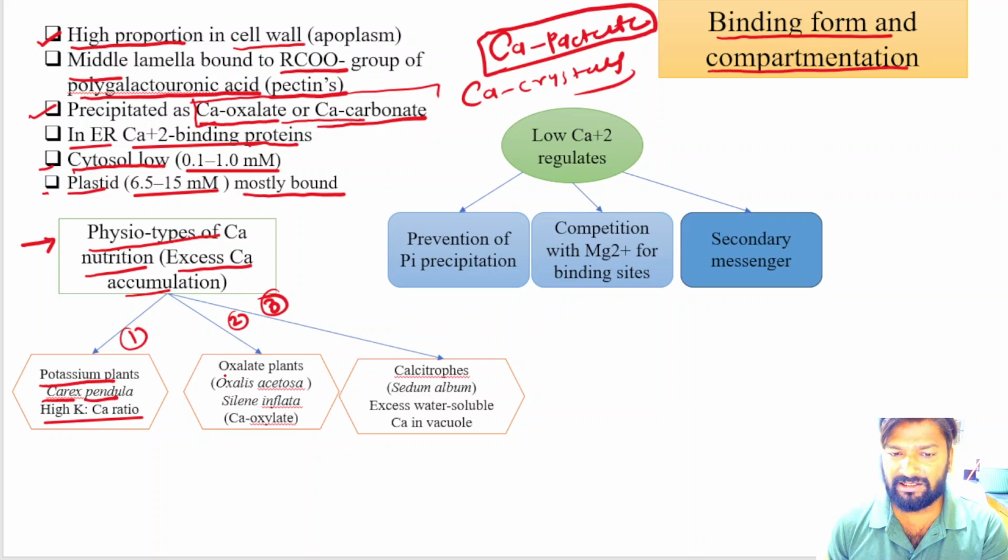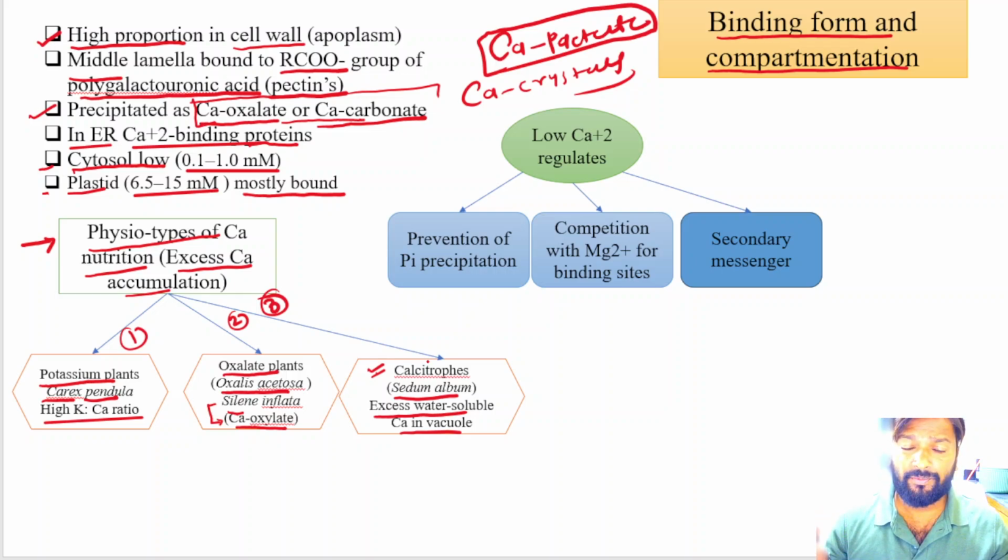Second is the oxalate plant. There are two types, Oxalis acetosa and Silene inflata. In Silene inflata it is found in the form of calcium oxalate. Next is the calcitrops. The example is Chenopodium album, where excess water soluble calcium is found. So these are the phytotypes of excess calcium.